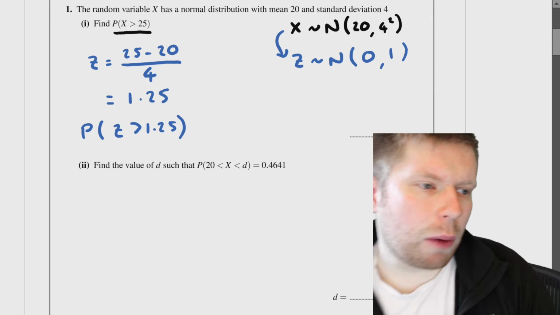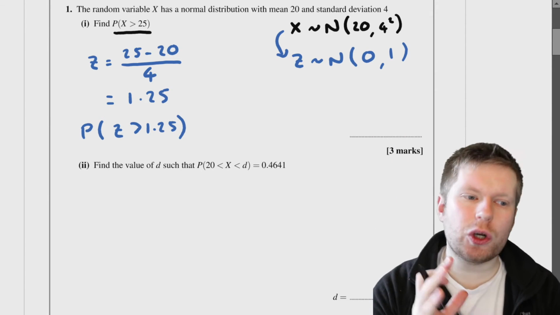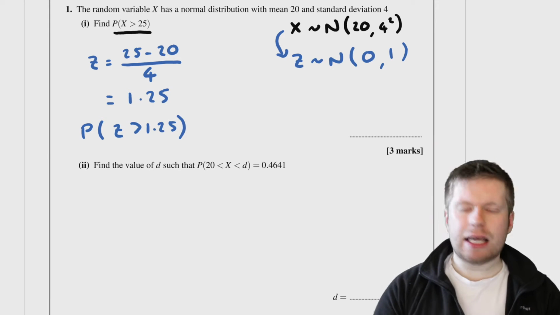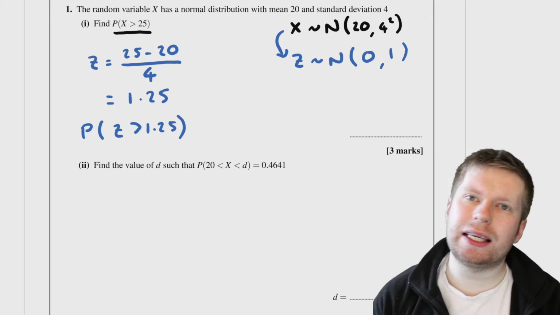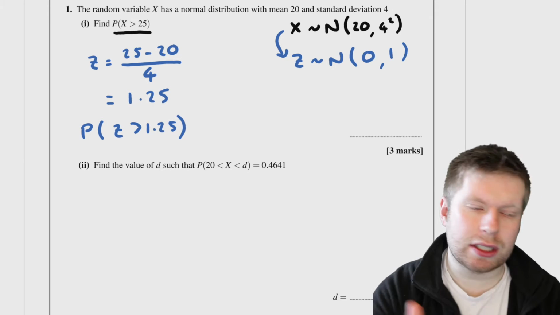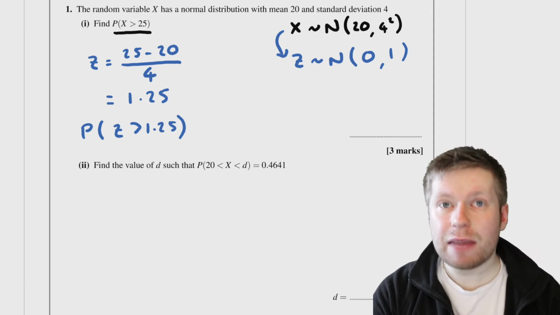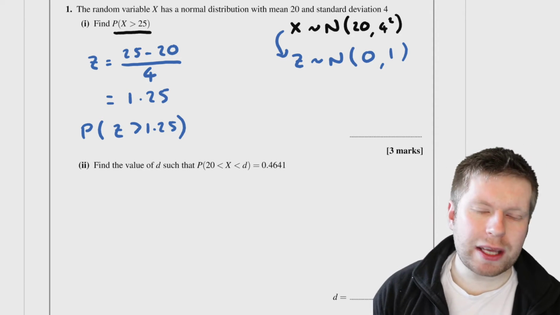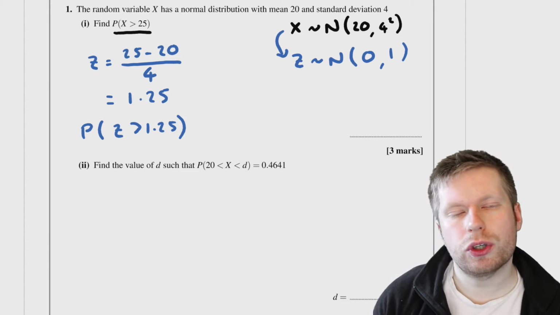Okay, now I'm going to use the tables in order to do this. So remember my standard normal tables basically say, what is the probability that z is less than, and I basically ask for how many standard deviations, in this case 1.25 standard deviations. But in order to do this, my tables are cumulative, which means I can't work with greater than probabilities. I need to work with less than or equal to probabilities.